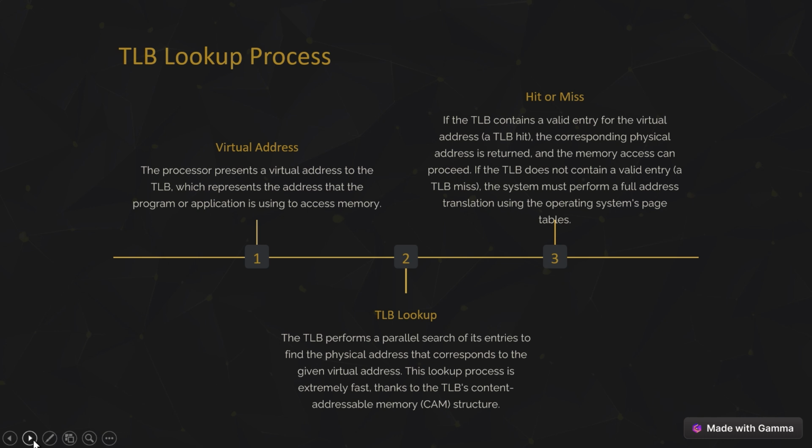Third is miss or hit. If the TLB contains a valid entry for the virtual address, it is a TLB hit. The corresponding physical address is returned and the memory access can proceed. If the TLB does not contain a valid entry, it is a TLB miss. The system must then perform a full address translation using the operating system's page tables.